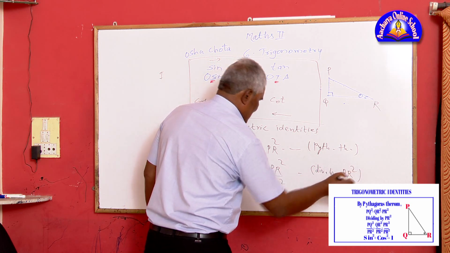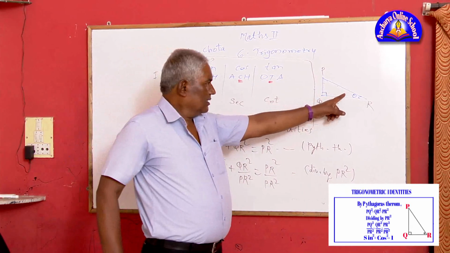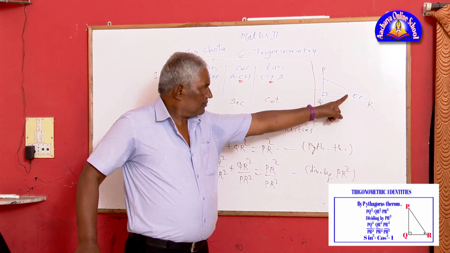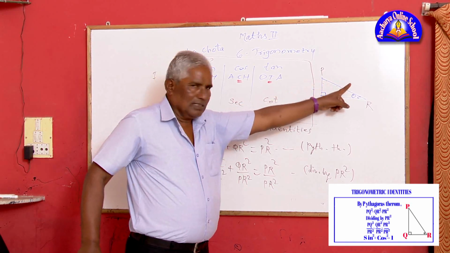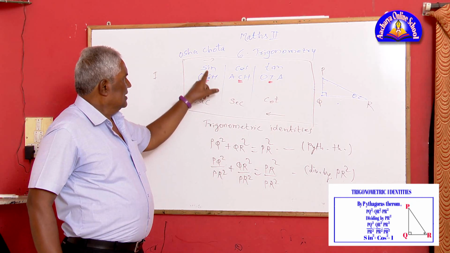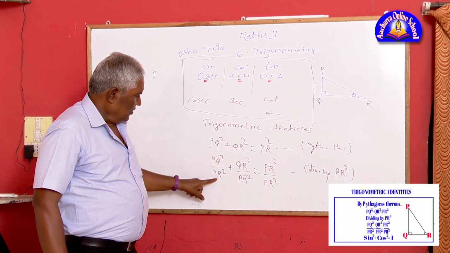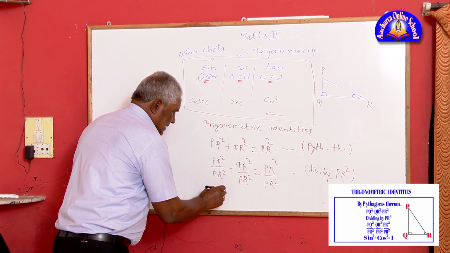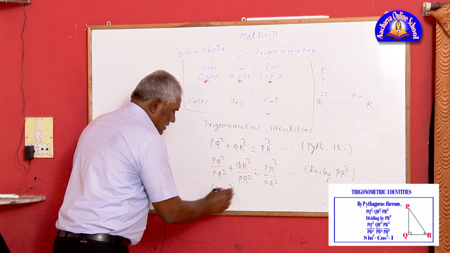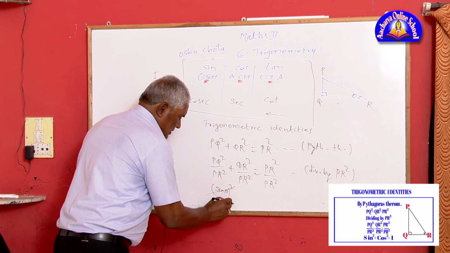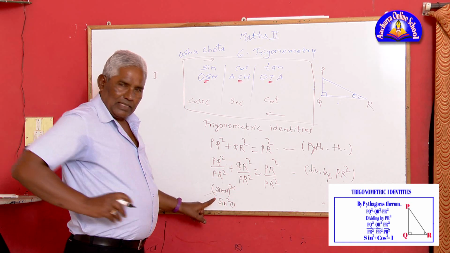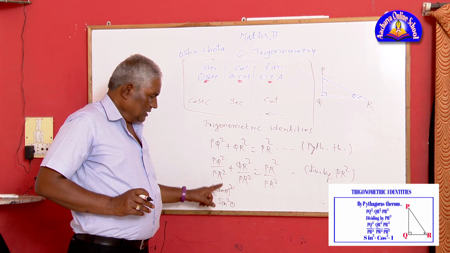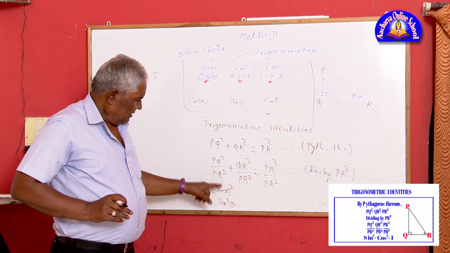Dividing by PR square. Now regarding this angle theta, see here PQ upon PR. PQ is the opposite side, PR is the hypotenuse. Opposite side upon hypotenuse is sine, and here PQ square upon PR square means it is sine square. Actually sine theta square, but you should not write like this, you should write in this way. This and this have the same meaning, because this is the square of the ratio. Suppose theta is 80 degree, it is not necessary to square 80. You have to square the ratio.